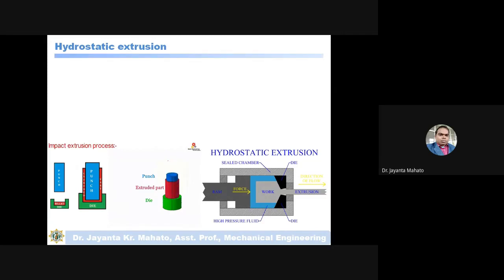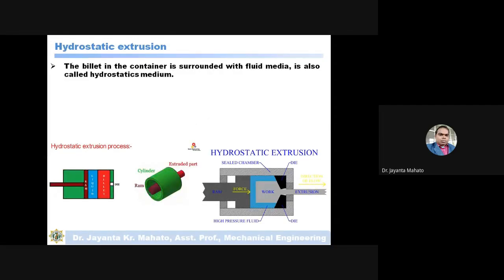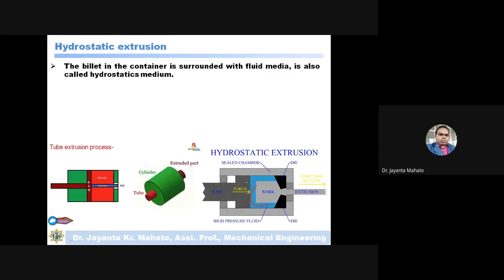Okay, so hydrostatic extrusion is similar to the direct extrusion process. The billet in the container is surrounded with a fluid medium, also called a hydrostatic medium. So in this case, the fluid is kept here, and this fluid applies a pressure to the work.